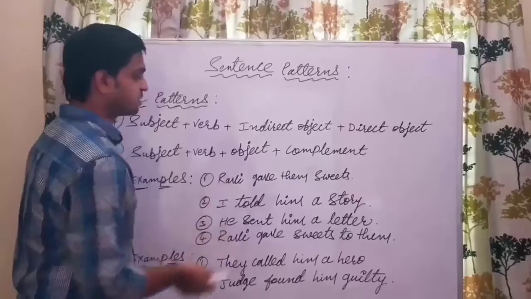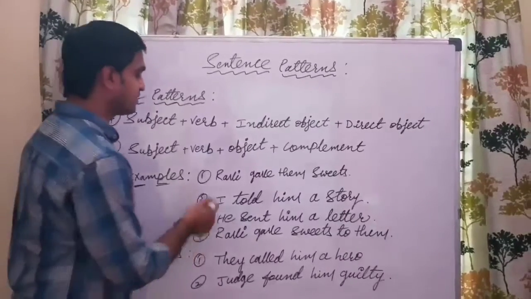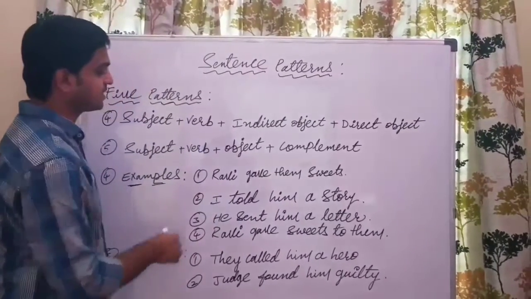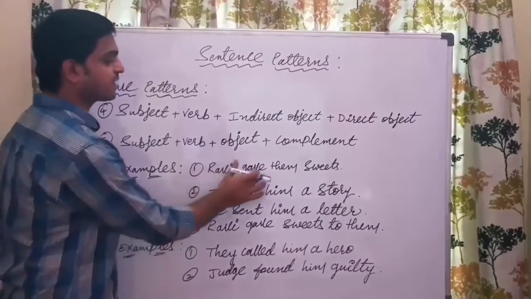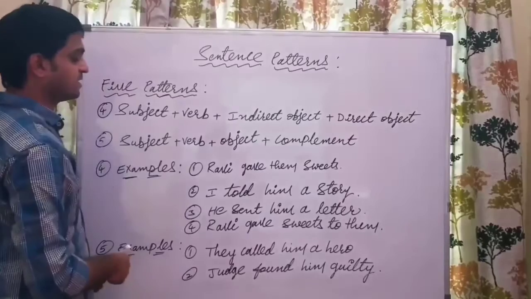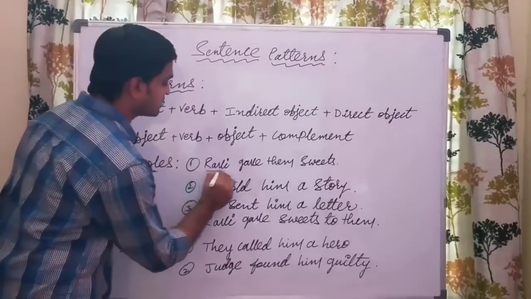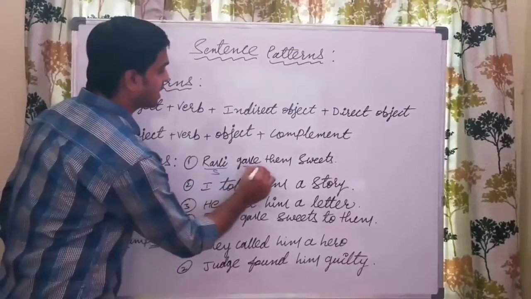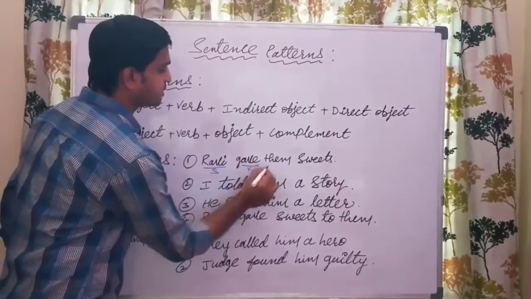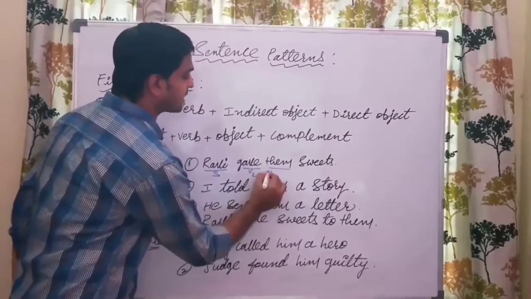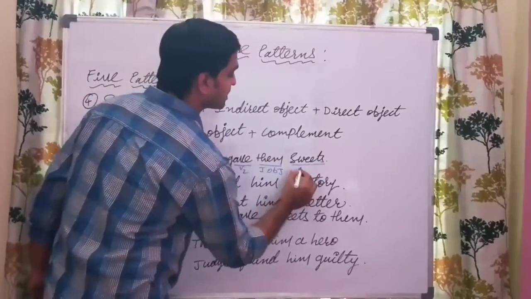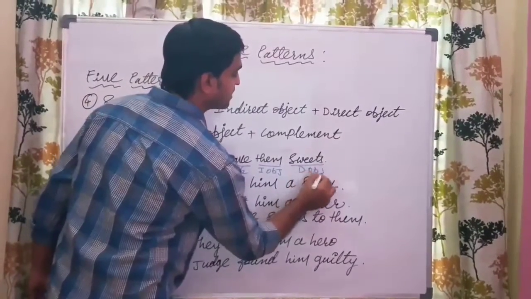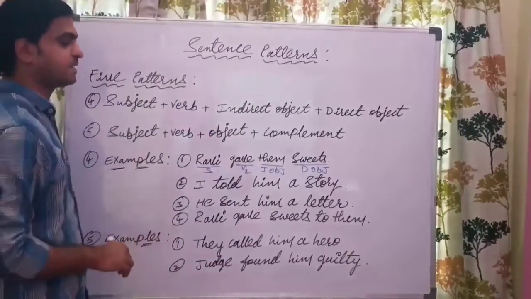Let us go through some of the examples which were written here. First one: Ravi gave them sweets. In this example, Ravi is the subject. Gave is the verb, which is in V2 form. And them is acting as the indirect object here. And sweets comes under the direct object here. What is direct and indirect object here?